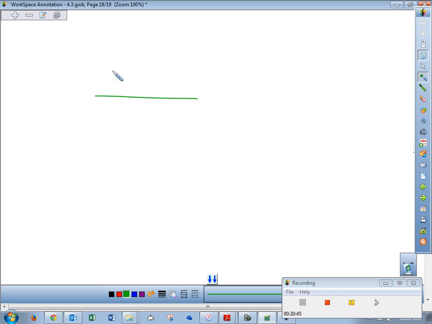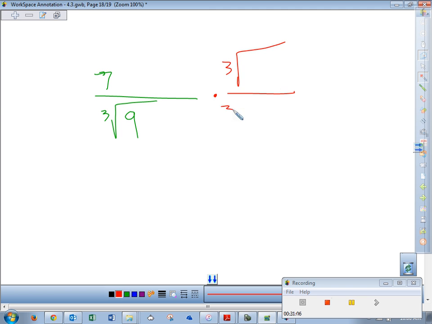More practice. Let's just say I had 7 times the cube root of 9. All right? I need to simplify this by rationalizing the denominator. Since this is a cube root down here, cube root of something over cube root of something, I need to put something in here that makes 9 times whatever that is turn out to be a perfect cube. What are perfect cubes? 1, 8, 27, 64, etc.